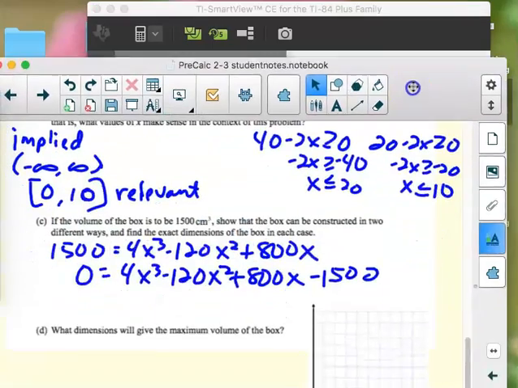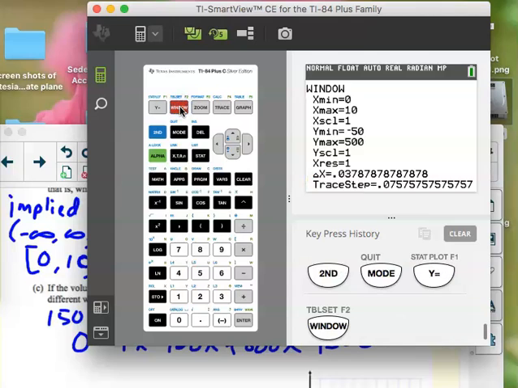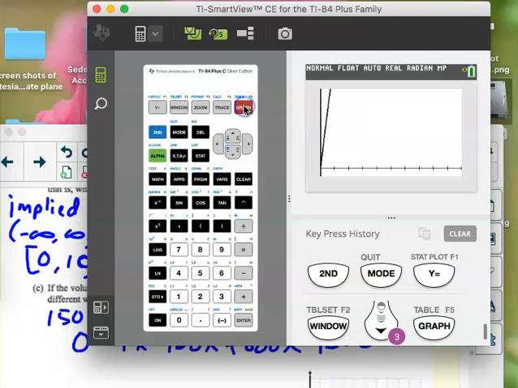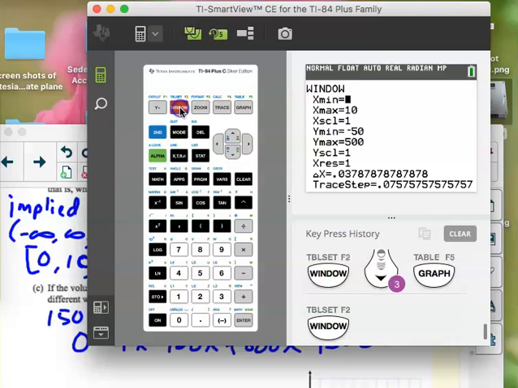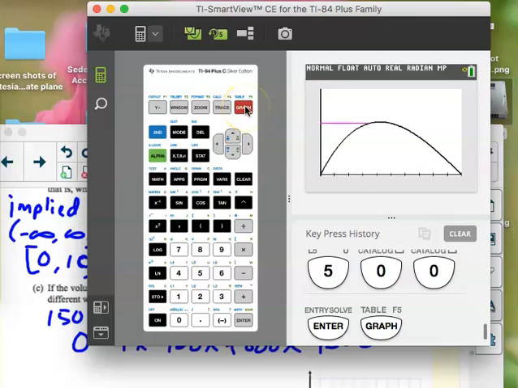All right, so I have those two in, and I go to my window. I still have the 0 to 10 in there. Maybe I'll get lucky and the negative 50 to 500 will still work with this one. I'll hit graph. Well, I can't see way up there where I need to see because I needed to see my 1500. So let me try 2500 to make sure I can see enough. And it appears, again, there are two spots where this will happen.